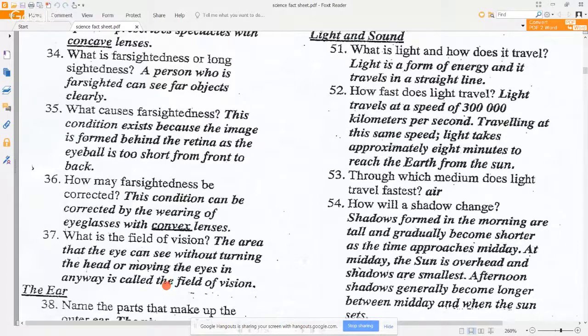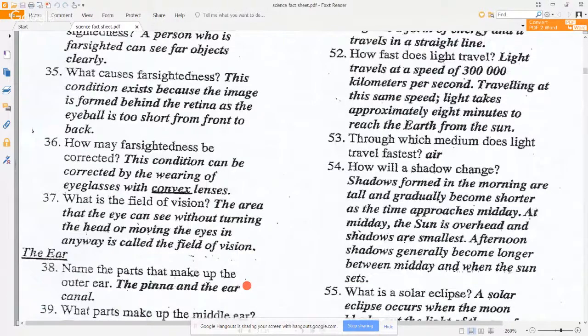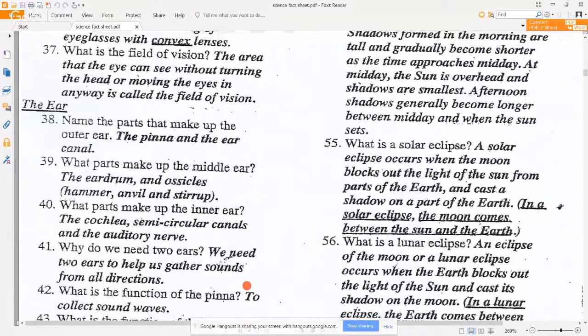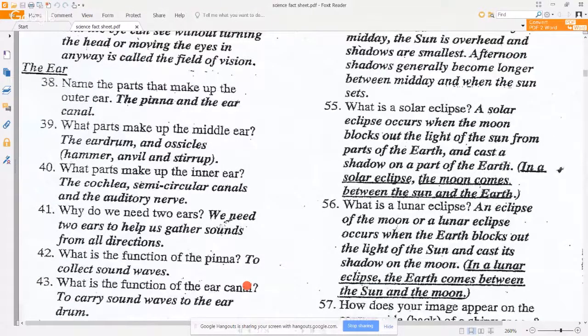So what is the field of vision now? The field of vision, the area that the eye can see without turning the head or moving the eyes in any way, is called field of vision. 38. So we move on now to the ear. Name the parts that make up the outer ear. So we have the pinna and the ear canal.